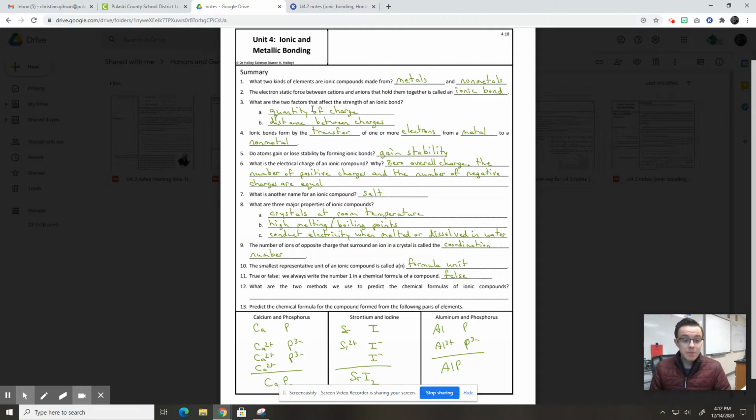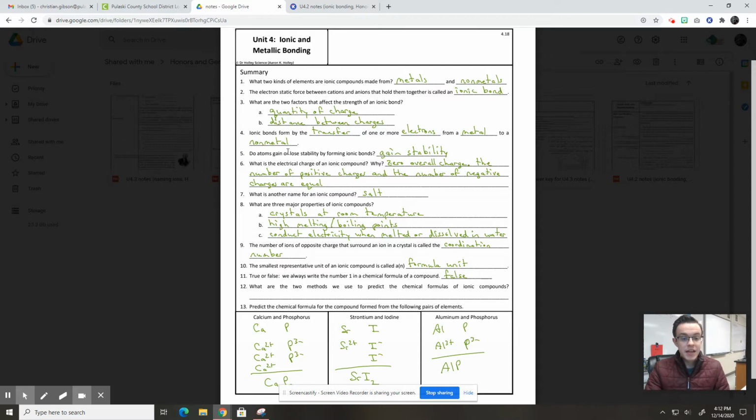Number 4, ionic bonds form by the transfer of 1 or more electrons from a metal to a nonmetal. So remember that metals are going to form the cations. They want to lose those extra valence electrons. And so when they lose those, they're going to give them to a nonmetal who's trying to get extra valence electrons so they can have full shells like the noble gases. And so when that transfer happens, you have the metal losing an electron, giving it to the nonmetal, and then that bond forms between them, okay?